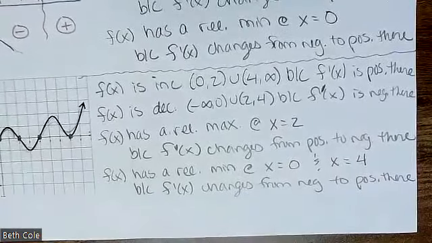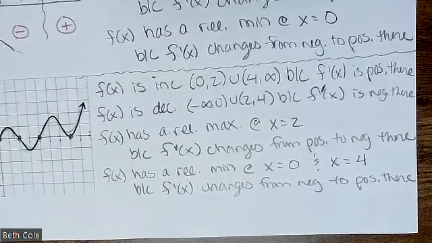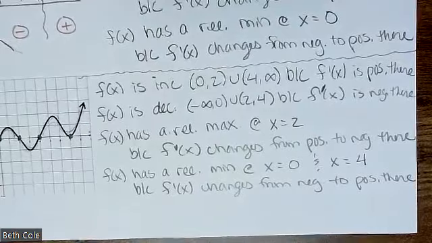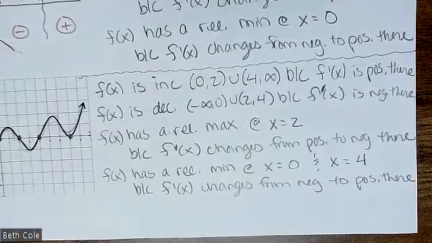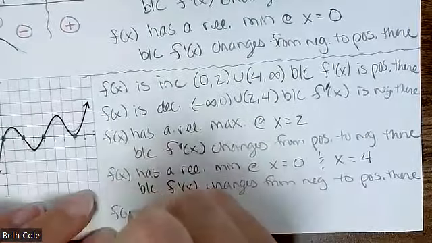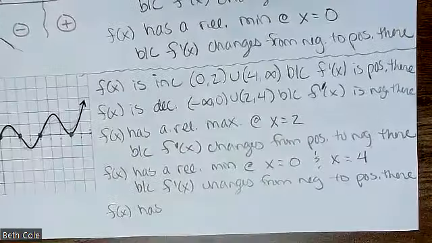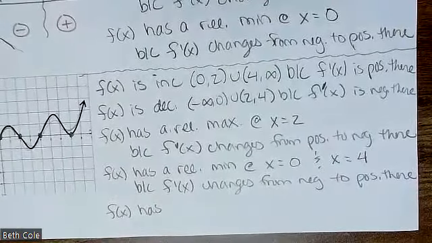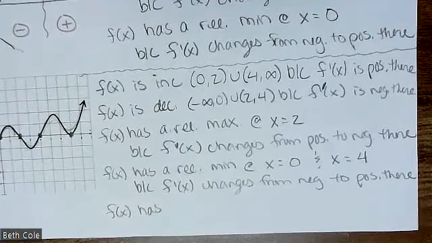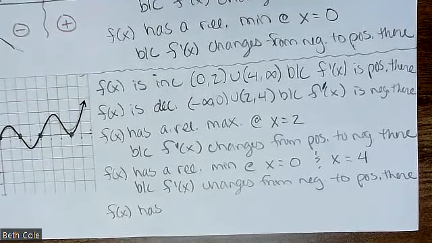And I hate to break it to you, but there's one last sentence. Because sometimes they will make you write a sentence about each critical point, and there's one critical point that we didn't say anything about yet. So which one didn't we mention? 7. So f of x has what going on at 7? Bounces there, so the derivative does not change sign.